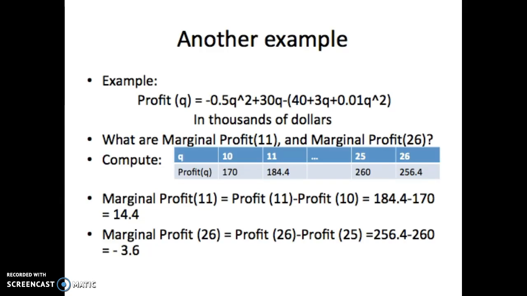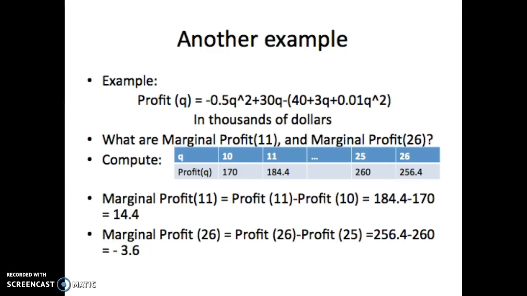Then the marginal profit at 11 is equal to the profit at 11 minus the profit at 10, which is 184.4 minus 170, which is $14.4 thousand. So creating that 11th item makes sense. It will generate an additional profit on top of what you already had of $14.4 thousand.